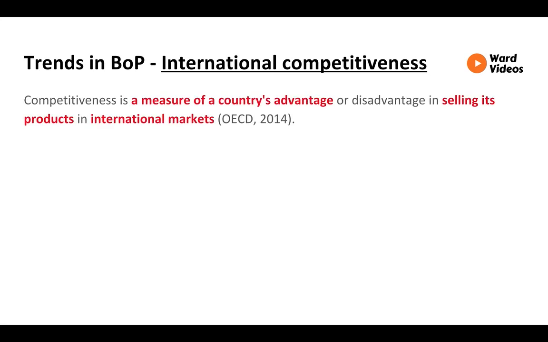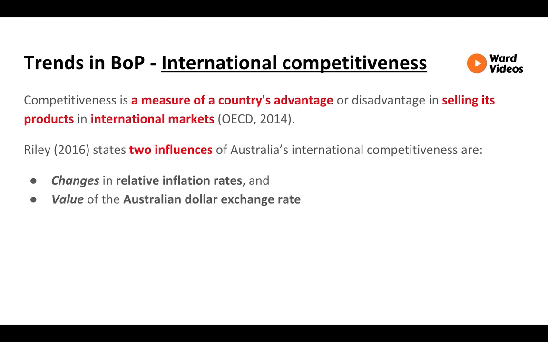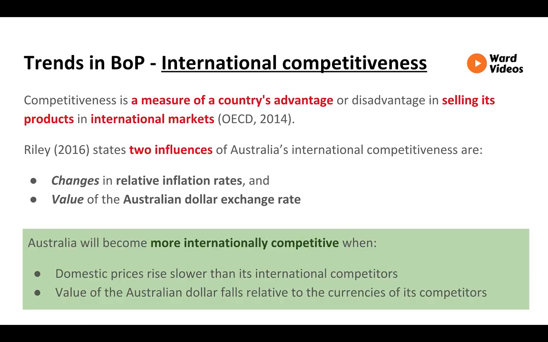The OECD defines international competitiveness as a measure of a country's advantage or disadvantage in selling its products in the international market. Riley states two influences of Australia's international competitiveness are changes in relative inflation rates and the value of the Australian dollar exchange rate. Therefore, Australia will become more internationally competitive when domestic prices rise slower than its international competitors and/or the value of the Australian dollar falls relative to the currencies of its competitors.